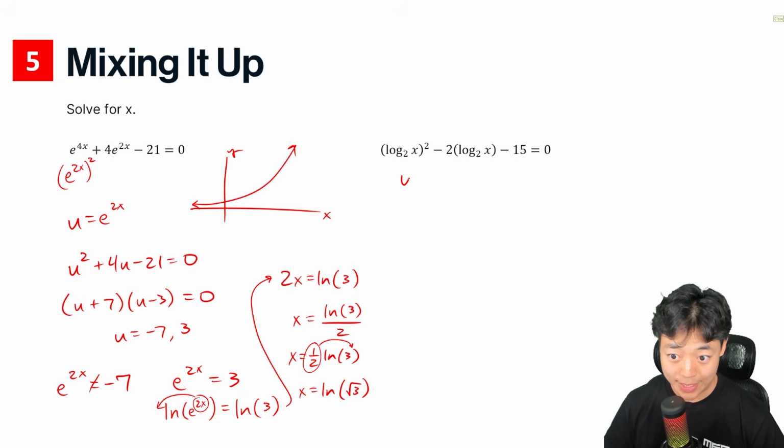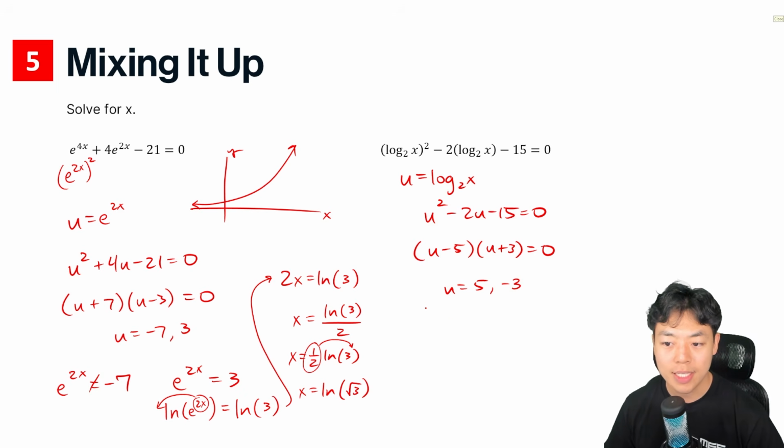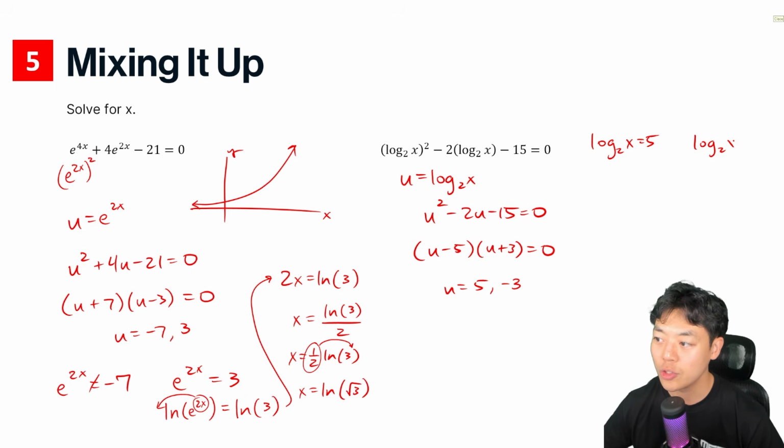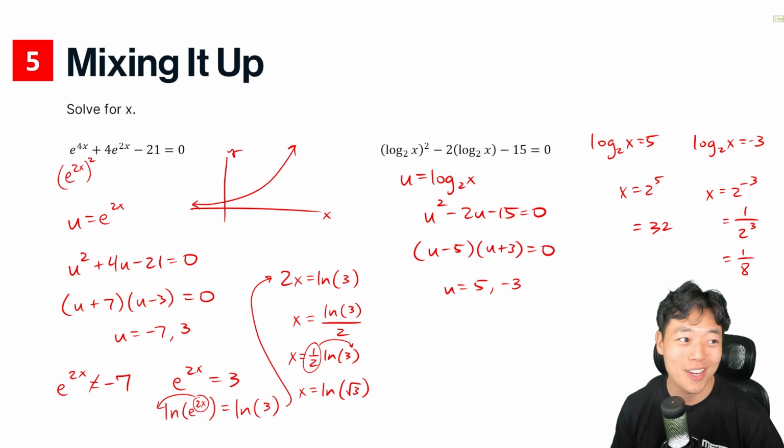This one is quite simple. u is going to equal log base 2 of x. So I can rewrite this as u squared minus 2u minus 15 equals 0. I mean, this one is even simpler, right? As I already mentioned, u is going to equal 5 or negative 3. Well, if I set log base 2 of x equal to 5 and log base 2 of x equal to negative 3, x is going to equal 2 to the 5th or 2 to the negative 3rd power. 2 to the 5th is 32, and 2 to the negative 3rd power, know your exponential properties, could be rewritten as 1 over 2 cubed or 1 over 8.